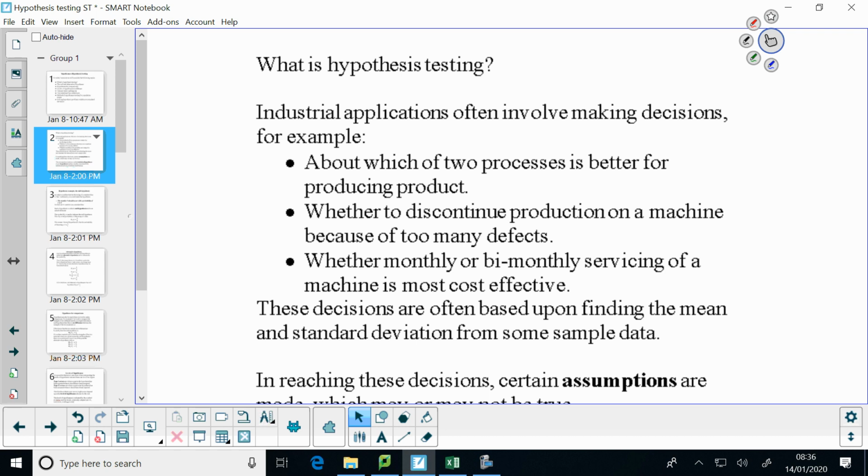Industrial applications often involve making decisions. For instance, which of two processes is better for producing a product? Whether to discontinue production on a machine because there are too many defects. Whether monthly or bi-monthly servicing of a machine is the most cost effective. These decisions are based on finding the mean and standard deviation of some sample data. In reaching these decisions, certain assumptions are made which may or may not be true.